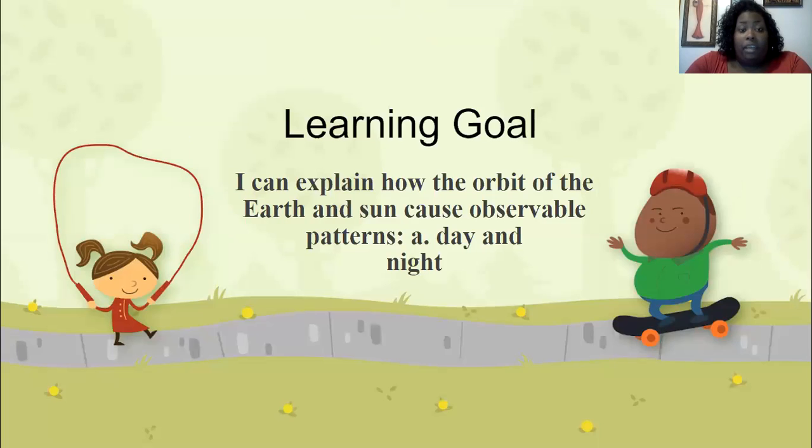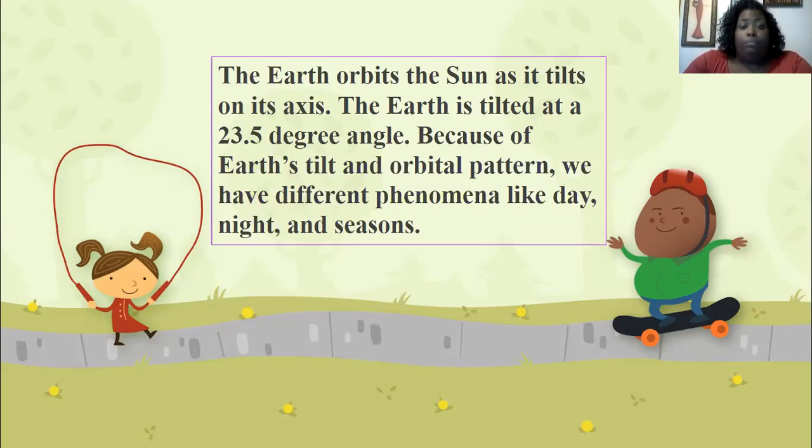Our learning goal, repeat after me. I can explain how the orbit of the Earth and sun cause observable patterns, which is day and night, one pattern. Another observable pattern would be the seasons. Another observable pattern would be the tides. And a final observable pattern that we're going to investigate today would be the phases of the moon.